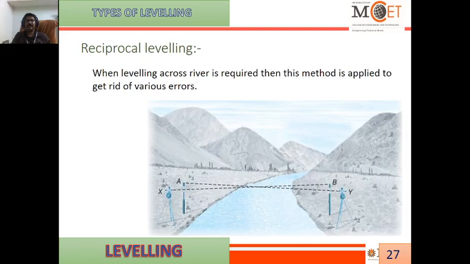And the next one is the reciprocal leveling. When leveling across a river is required, this method is applied. We are going to solve a problem using this method also. Since we can't hold the leveling staff inside the water body, but we need to determine the elevation value between this end and that end, the reciprocal leveling is utilized.